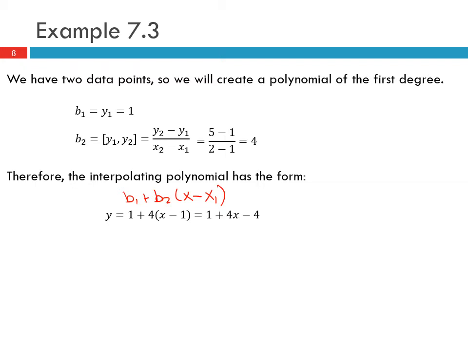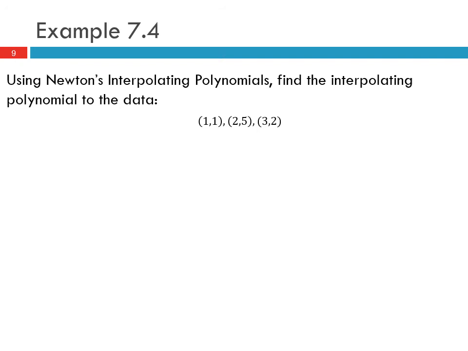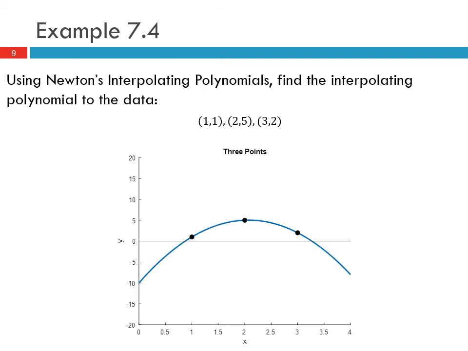which is equal to 4x minus 3 when we expand it out. Okay, let's look at another example, add an extra data point, and again, using Newton's interpolating polynomials, find the interpolating polynomial to this data. So this is the polynomial, the plot that we are looking for.